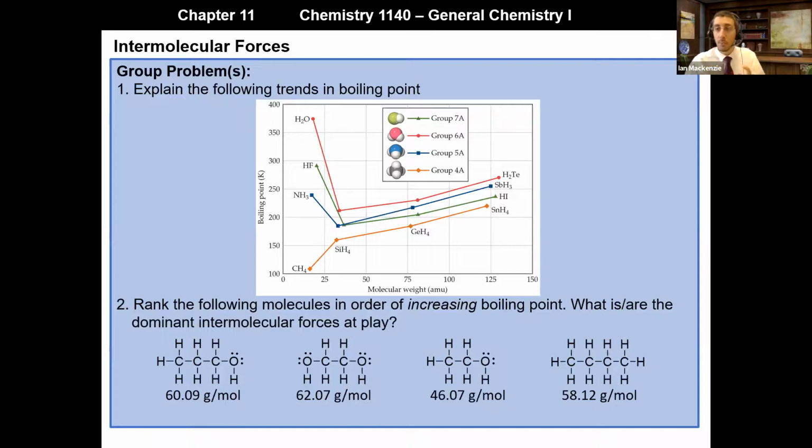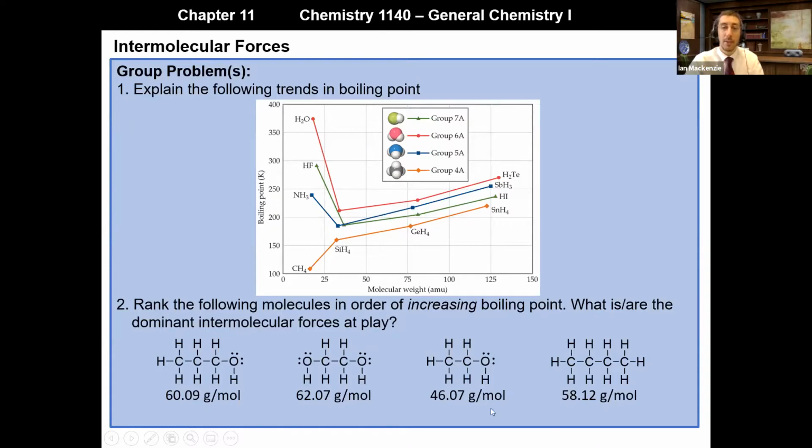So this is a polar molecule, has polar bonds, and it has hydrogen bonding capability. But what's important is it has more hydrogen bonding capability than the first one. So this has hydrogen bonding, dipole-dipole, and dispersion, just like the first molecule, but it has more hydrogen bonding. So we would expect there to be more intermolecular forces at play for the second one than the first one.